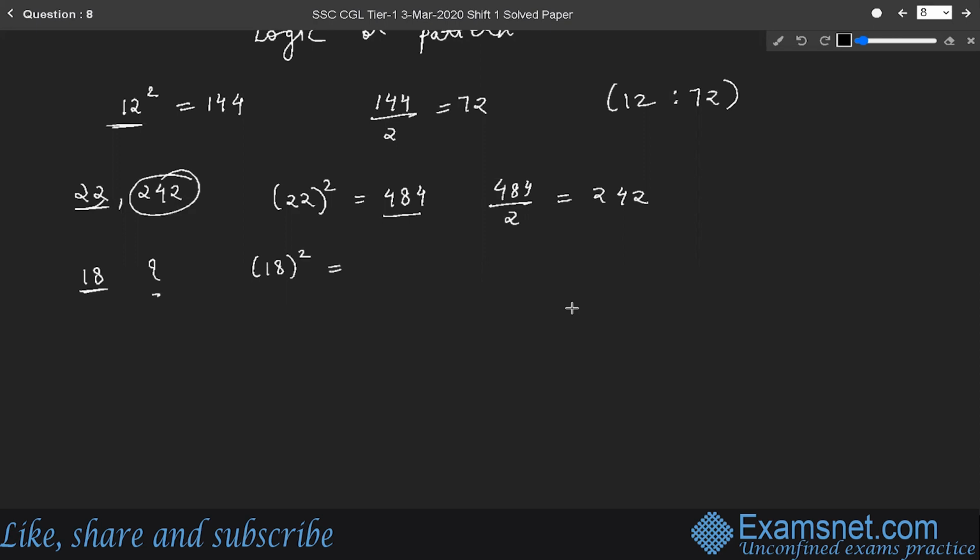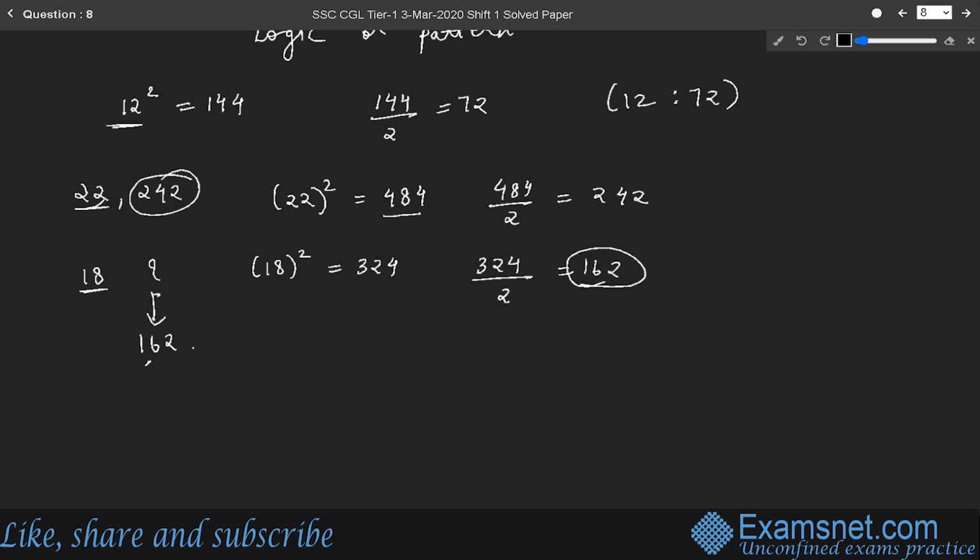The square of 18 is 324. Now we have to divide it by 2. So 324 divided by 2 gives 162. It means that 162 will be the second number. So in the place of the question mark, the number is 162.